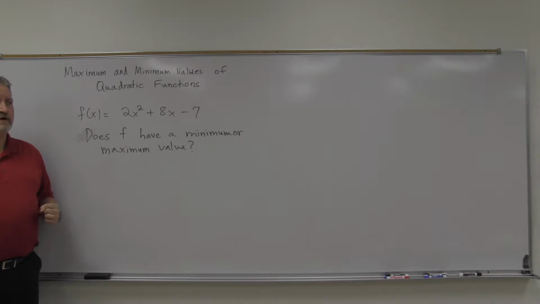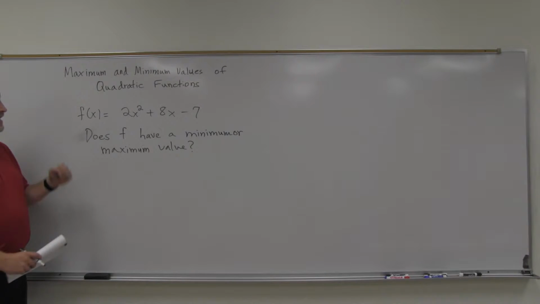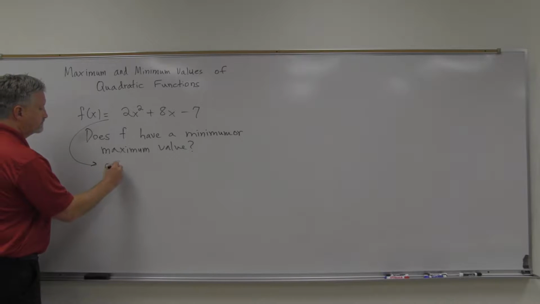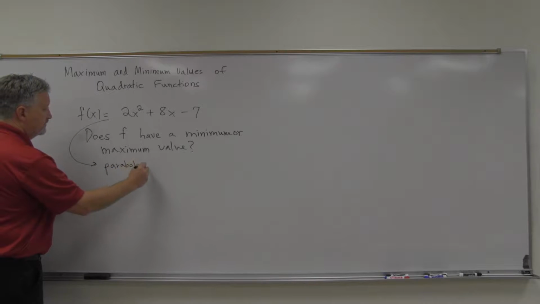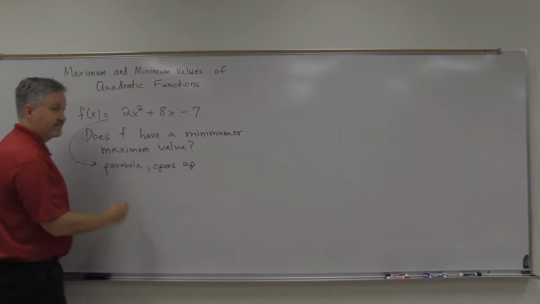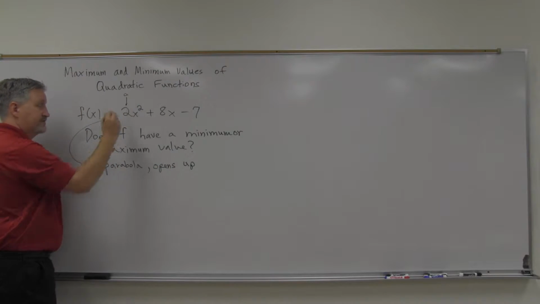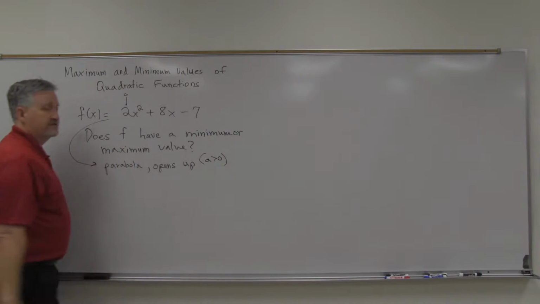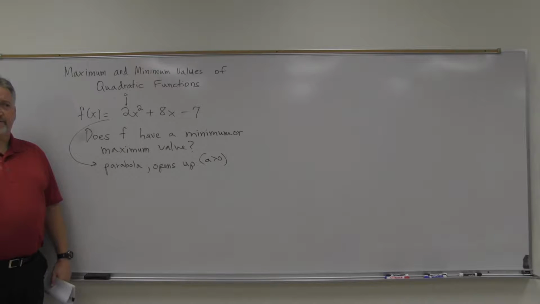Again, this is an x squared equation, and so what shape does that have? Parabola, okay? And in this case, it's a parabola that opens which way? Opens up. And we know that because the a value here is 2, which is positive. So an a that's greater than 0, that'll be an opening up parabola.